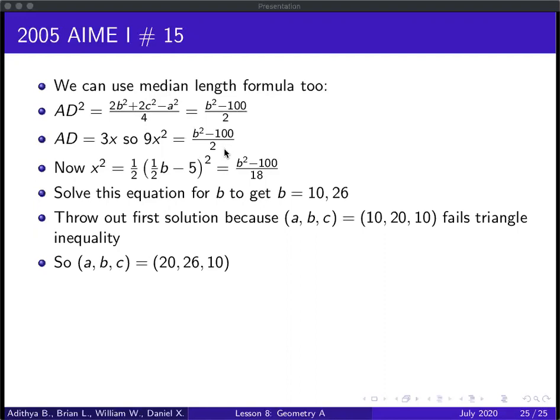So we know all three sides of the triangle now. They are 20, 26, and 10. Now that we know what the triangle is, we can find its area using Heron's formula. When we throw that in, we get that it's 24 root 14. And so the answer extraction is 38.